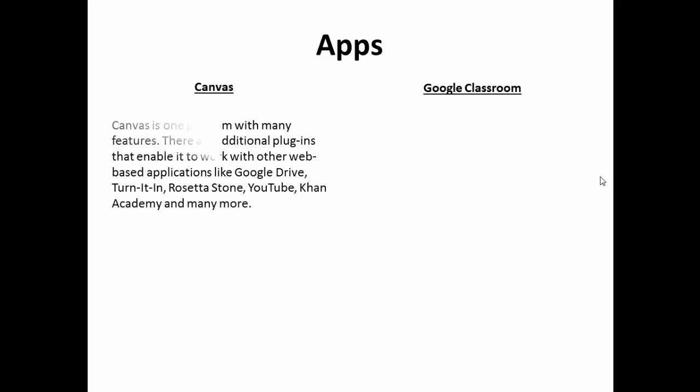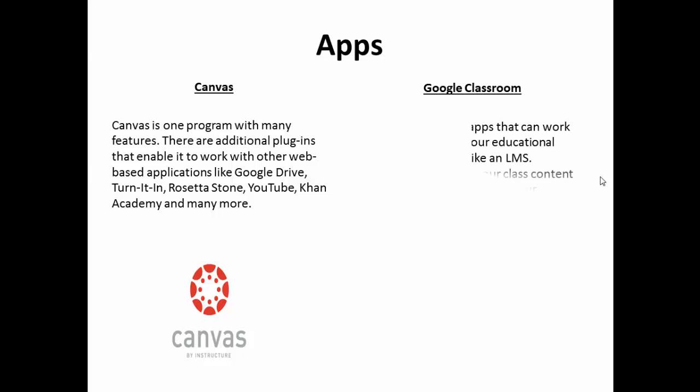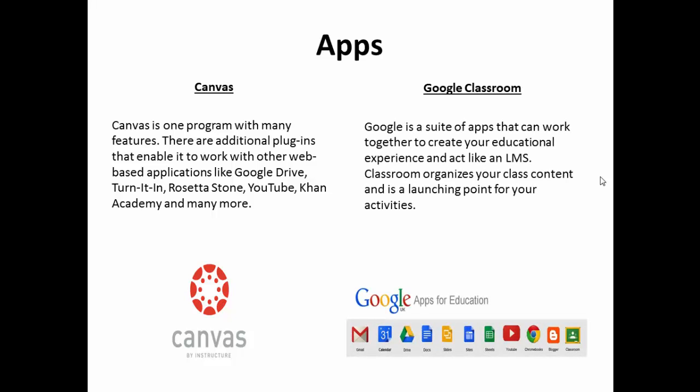When looking at both programs, Canvas and Google Classroom, we need to first look at what the apps are for. Canvas is basically a one-stop shop, one program with many features. There are also additional plugins that enable it to work with other web-based applications like Google Drive, Turnitin.com, Rosetta Stone, YouTube, Khan Academy. As opposed to Google Classroom, Google is a suite of applications that can all work together to create your educational experience and act like an LMS. Classroom organizes your class content and is the launching point for all of your activities.